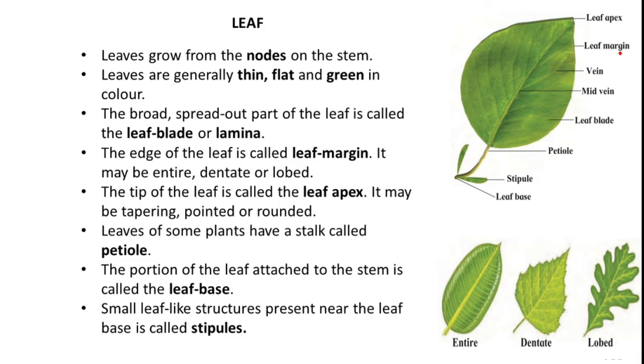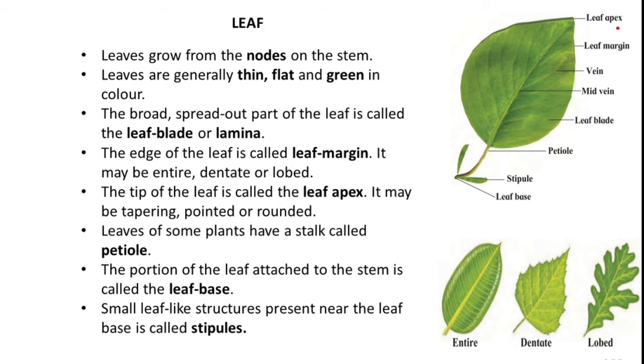The edge of the leaf is called leaf margin. It may be entire, dentate, or lobed. The tip of the leaf is called leaf apex. It may be tapering, pointed, or round.